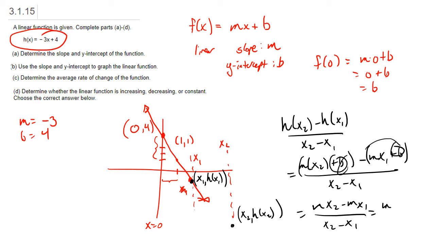I can factor an m out of the top, leaving behind x2 minus x1, which will now cancel the x2 minus x1 down in the denominator, leaving behind exactly m. So this is what average rate of change refers to. It says plug in different x values, get out different y values, and compute the change in y values over the change in x values. And for a line, it always works out to be exactly its slope.